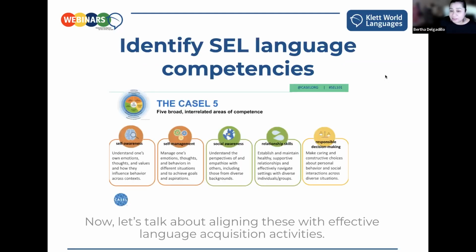So first, if we want to bring social emotional learning, if we want to justify what we do when it comes to social emotional learning to our administration, to whoever, we must be able to identify the SEL language competencies. So we have 5 competencies that deal with social emotional learning: self-awareness, self-management, social awareness, relationship skills, and responsible decision-making. I'm going to go more in depth for each one of these, but let's talk about how we can align these with effective language acquisition activities.